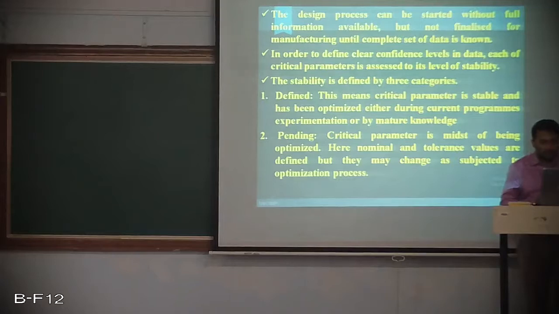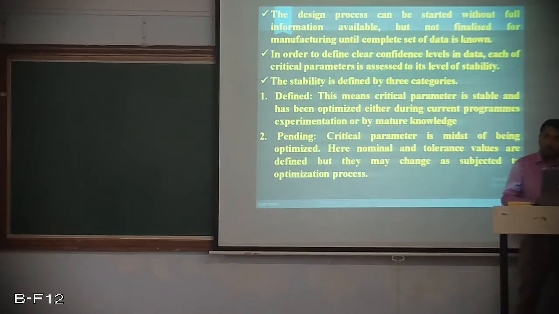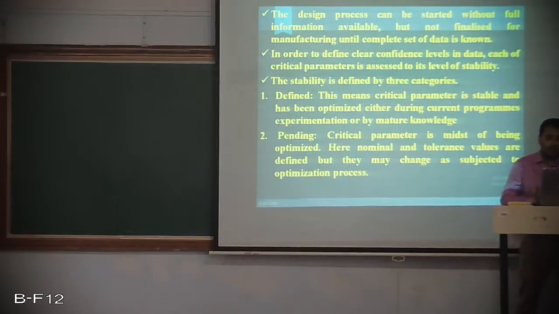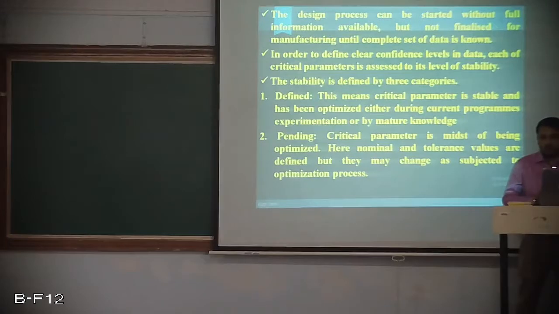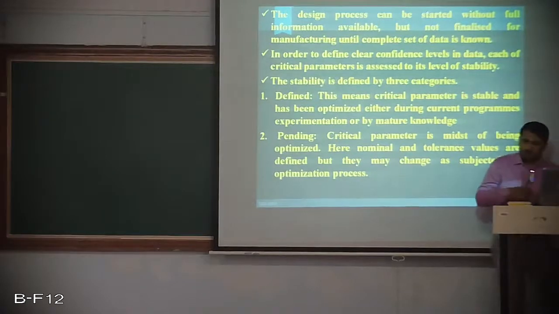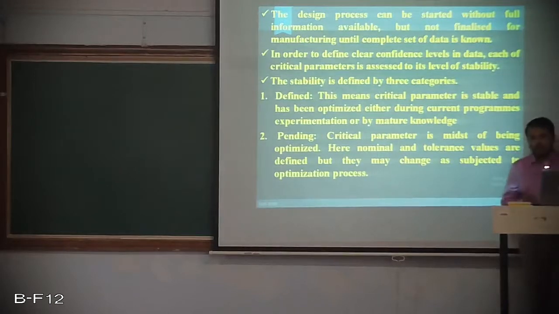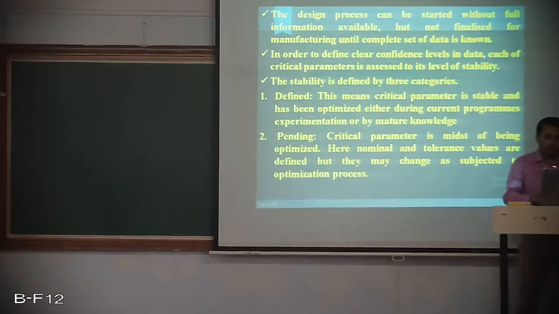The second status is pending. That means it is not yet processed. The critical parameter is in the transition period of being optimized. Here nominal and tolerance values are defined, but they may change as they are subjected to the optimization process. So in pending, the optimization process is still going on. Whatever tolerance zones we have specified for that particular critical parameter are not finalized. So they may change depending upon the change in the design, and it may also require rework. Hence the status is pending over here.